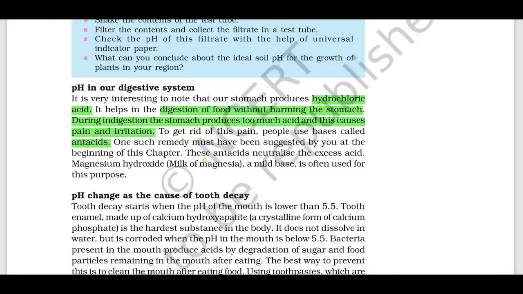In case of excess acid, in case of acidity, what is the prescribed medicine? Antacids. Antacids neutralize the excess acid produced in the stomach. An example of antacids is magnesium hydroxide, which is milk of magnesia.